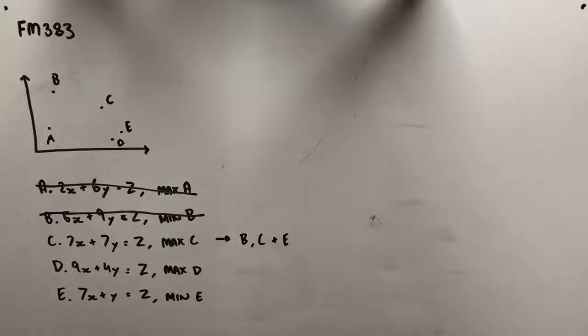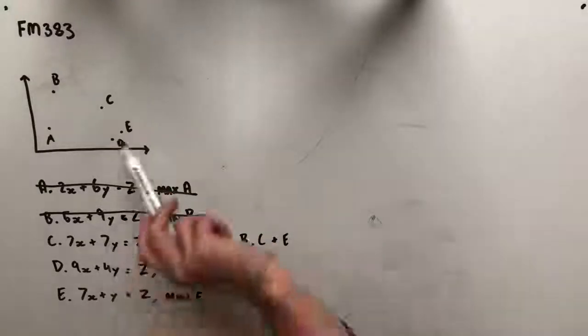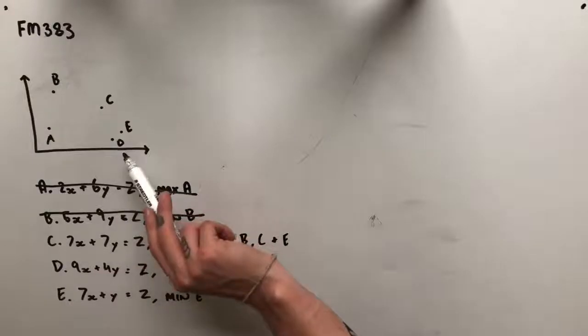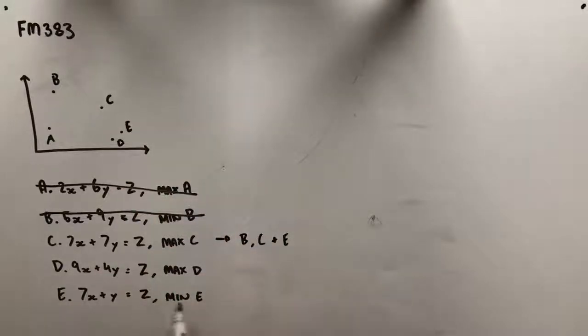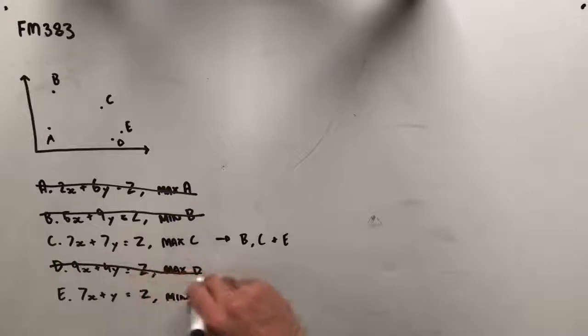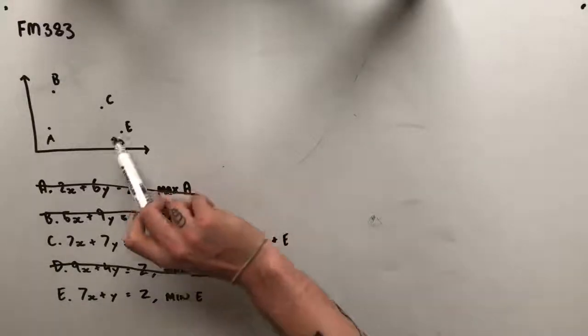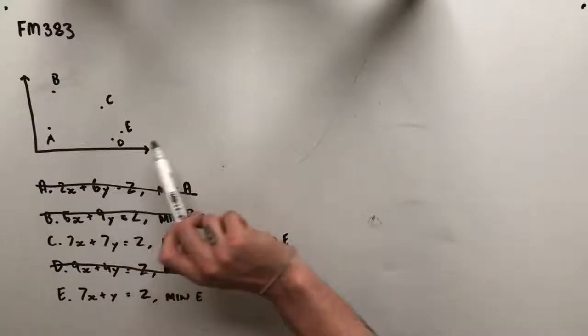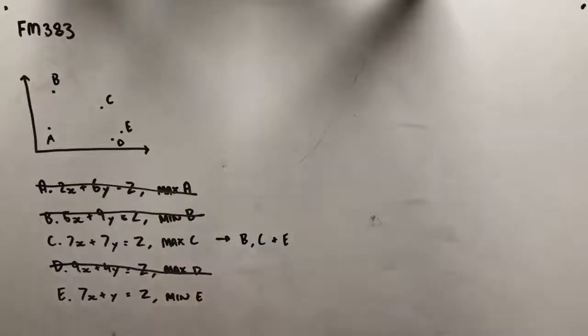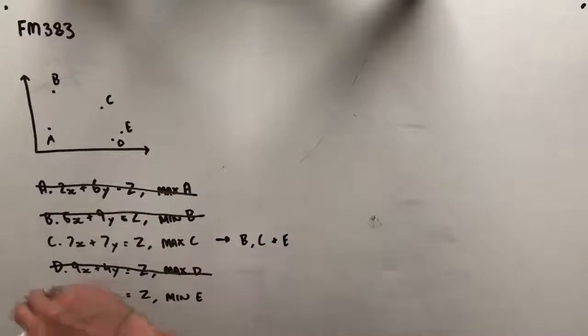Moving on to D, we've got 9x plus 4y equals z, and the maximum occurring at D. Once again, E would be a maximum before D is because it has a greater x and a greater y value, meaning the maximum is definitely not going to be at D, given that neither the 9 nor the 4 is negative. Option E says 7x plus y is equal to z, and the minimum is going to occur at E. Looking at this, we're looking for a minimum. Since D has a lesser x and a lesser y value, it's definitely going to be a minimum before E is, so E is off the table.